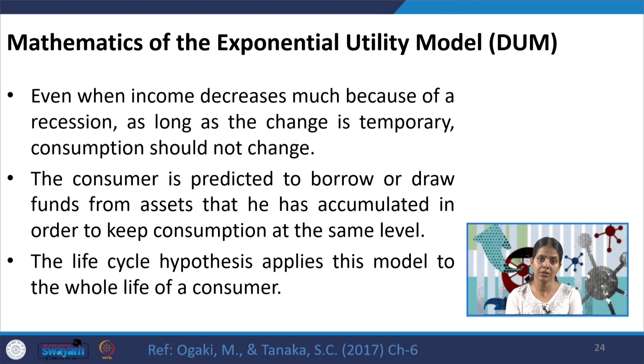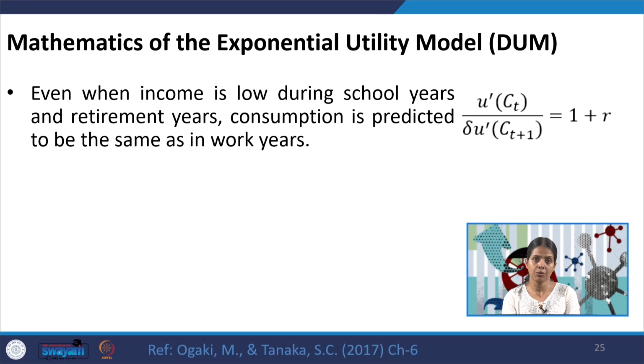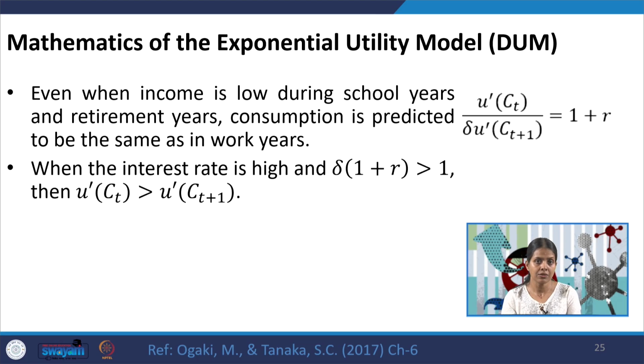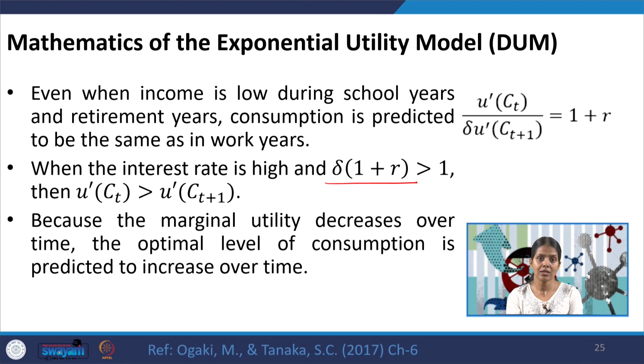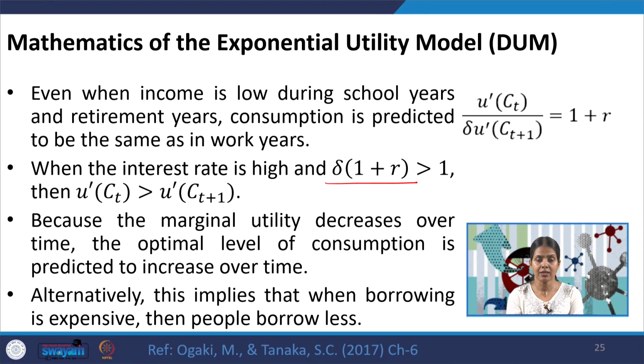The life cycle hypothesis applies this model to the whole life of a consumer. Even when income is low during school years and retirement years, consumption is predicted to be the same as in work years. When the interest rate is high and delta into 1 plus r is greater than 1, then u prime Ct is greater than u prime Ct plus 1. Because the marginal utility decreases over time, the optimal level of consumption is predicted to increase over time. Alternatively, this implies that when borrowing is expensive, then people borrow less.